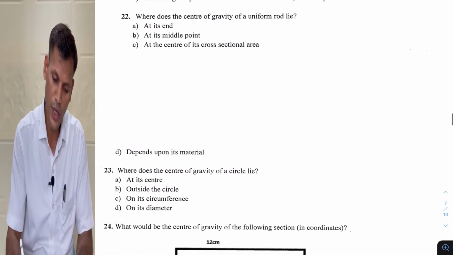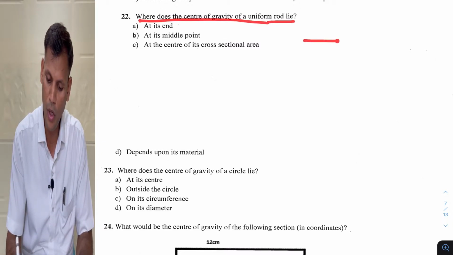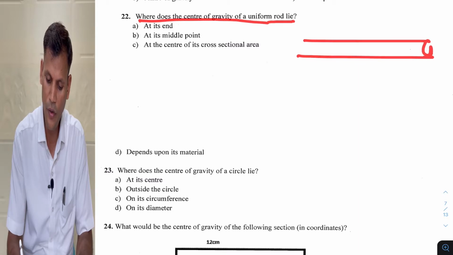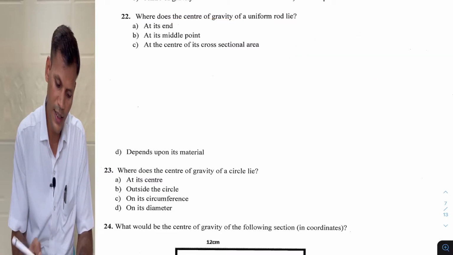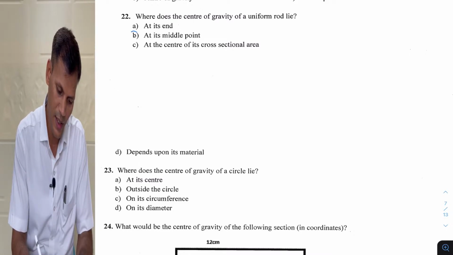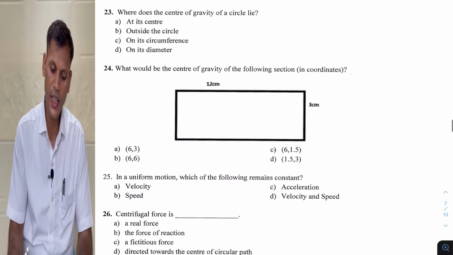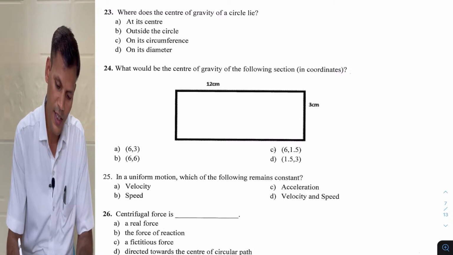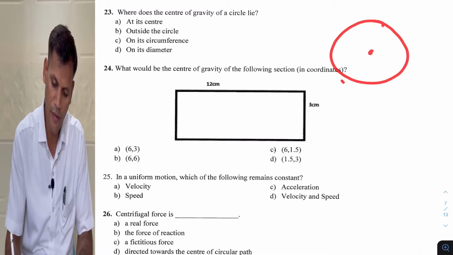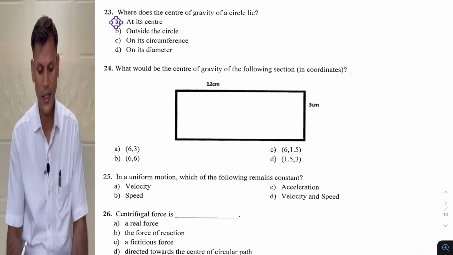Now question number 22. Where does the center of gravity of a uniform rod lie? This is the uniform rod, so of course it will exist midway, at its middle point we can say. Next is question number 23. Where does the center of gravity of a circle lie? Of course it will be at the center. No doubt about it. At the center.